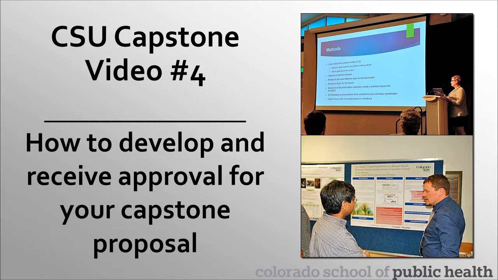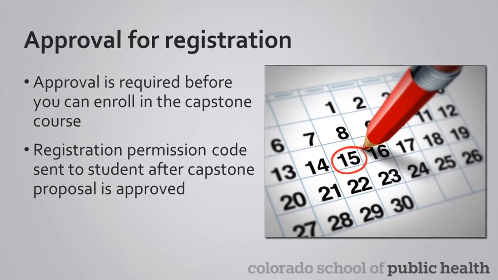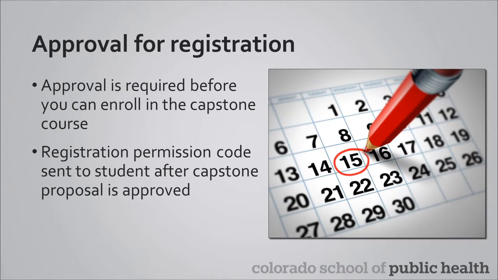This presentation will help you to better understand the MPH Capstone proposal that you will develop and the additional steps required for approval of your capstone proposal. Remember that you won't be able to enroll in the 2-credit capstone course until your capstone proposal is approved by your faculty advisor. Once they've approved your capstone proposal, you'll be sent a permission code that you'll use to register for the capstone course. This also means that you won't be able to begin working on your capstone project until your capstone proposal is approved.